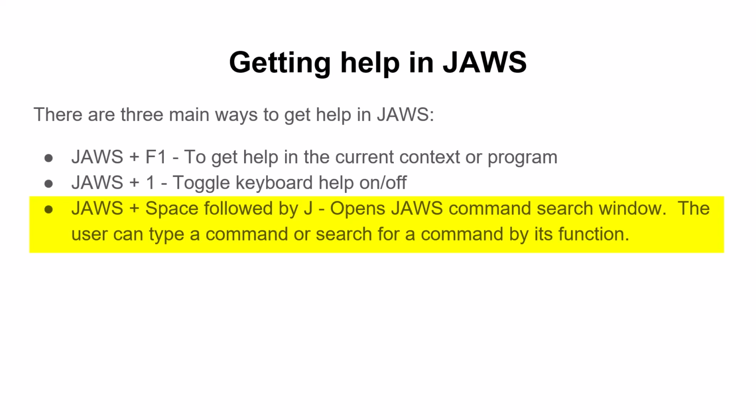So let's pretend I forgot how to launch the Settings Center. If I press Insert plus space followed by the letter J, and I type Settings, I can use my down arrow and navigate the list, and that'll show me all of the things that mention the word settings. And eventually I'll get down to where it says Settings Center, and it will tell me the command.